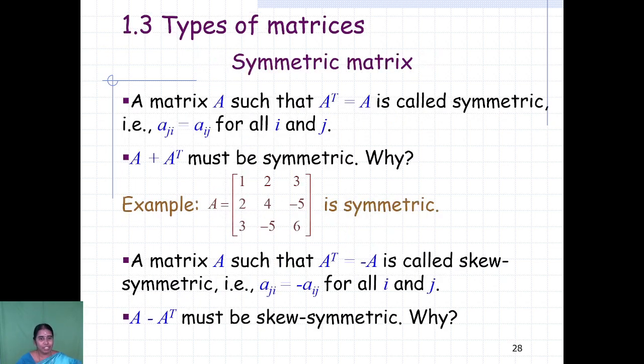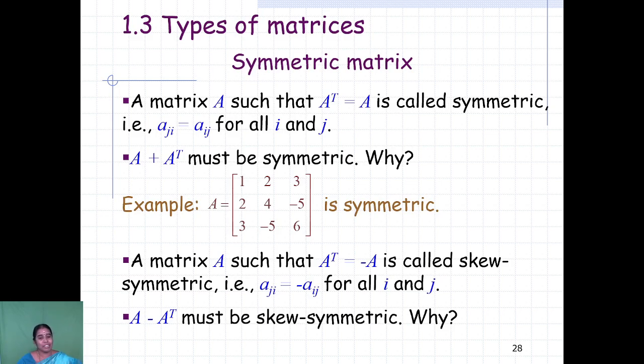For a matrix A such that A transpose is equal to A, the given matrix is said to be symmetric. That is, the element a_ji is equal to a_ij. And A plus A transpose must be symmetric. Okay. Next example, we are showing whether the given matrix is symmetric or not. To show that it is symmetric, first we have to calculate its transpose.